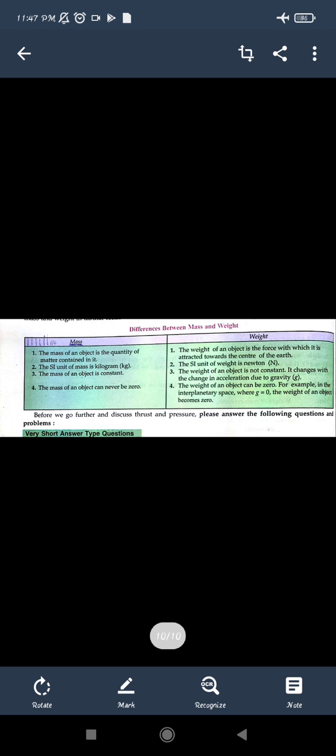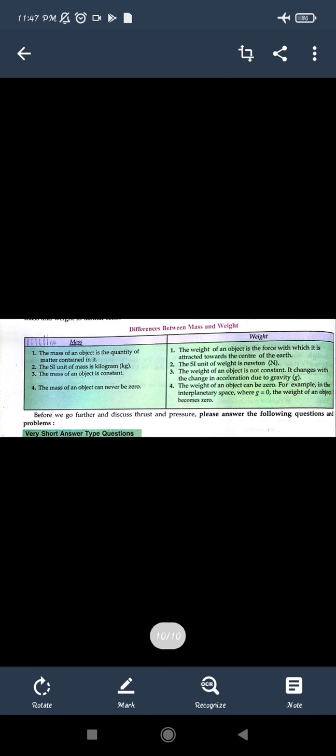So weight is a force and mass is a quantity of an object, and we know that mass cannot be changed, mass is constant, and weight can be changed because it depends on the value of the mass as well as the gravity. Since we know that force is equal to mass into acceleration, here we can replace the force by weight and acceleration by acceleration due to gravity, that is g. So we can write it as w equals mg. So weight depends on the mass and the gravity.